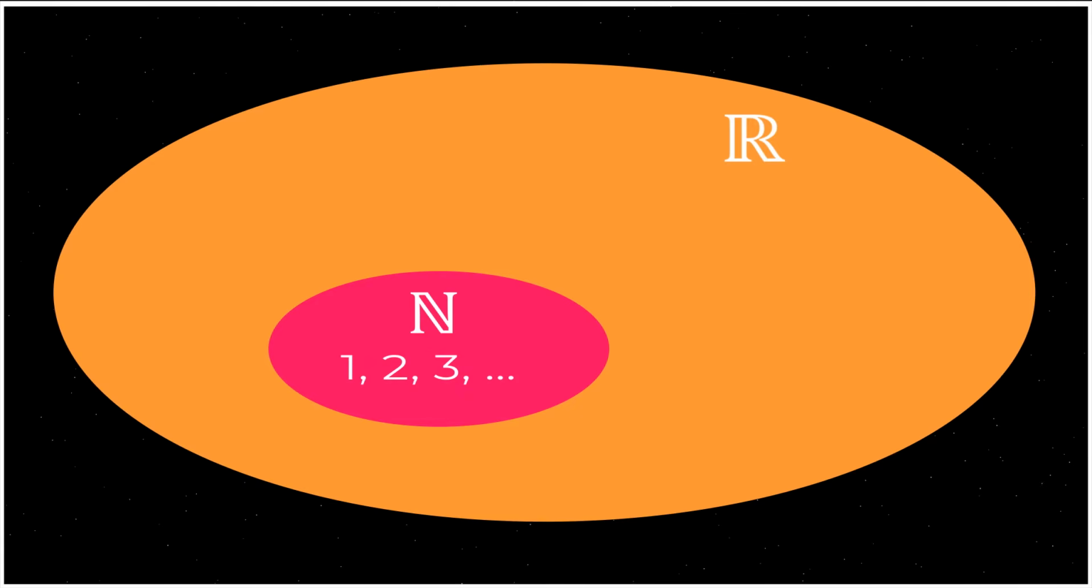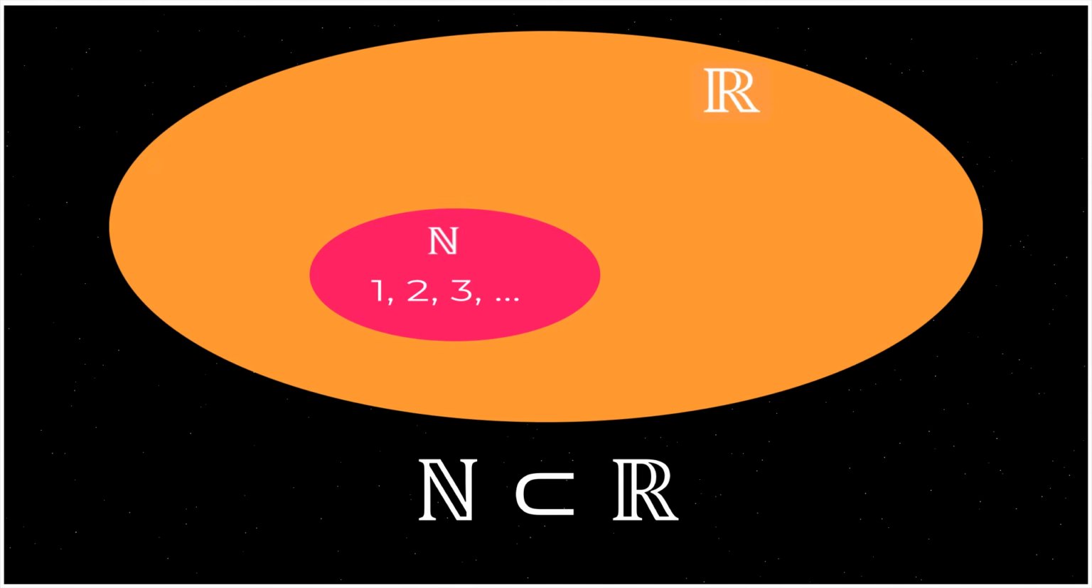We can also show that the set of natural numbers is a subset of the set of real numbers by using the symbol shown here. So, what you see on this Venn diagram can be written as the set of natural numbers is a subset of the set of real numbers.